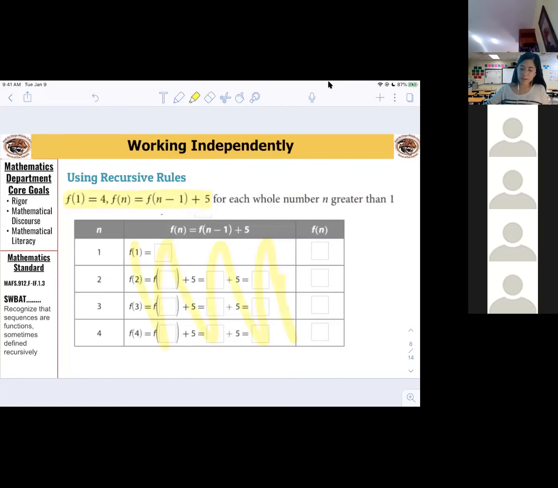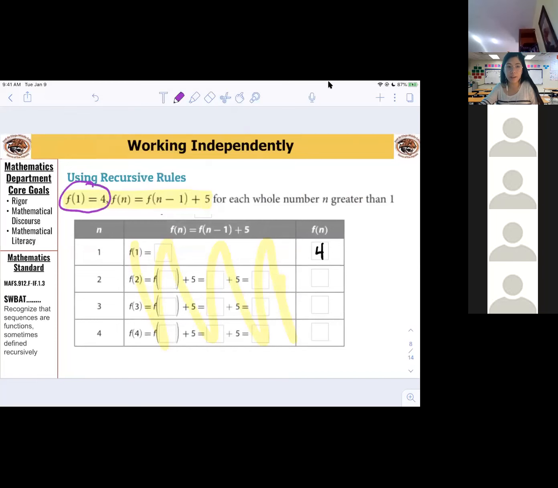Okay. So let's see if we understand. What is f of 1 going to be? The first term. It tells you in the rule what that is. So what does it say it is? 4. Yeah, it says so right in the rule. You don't have to look any further. It says it right here: f of 1 equals 4.